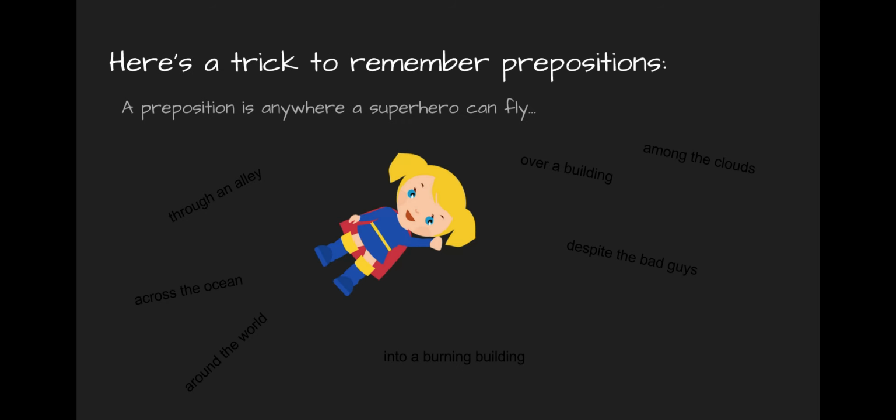Okay, here's a trick to remember prepositions. A preposition is anywhere a superhero can fly. Through an alley, across the ocean, around the world, into a burning building, despite the bad guys, over a building, among the clouds. Those are just some examples. And it might help you to remember. So if you are unsure, you can say, hey, can a superhero fly or do this?